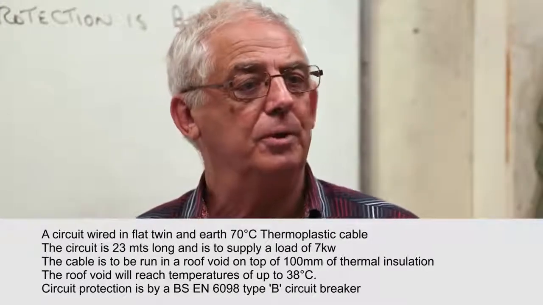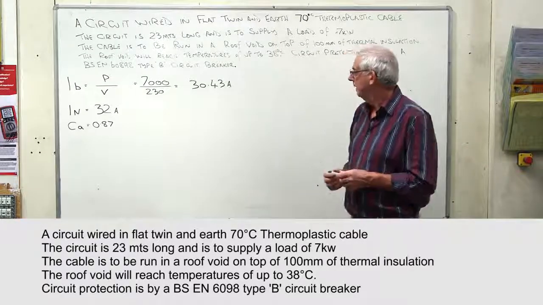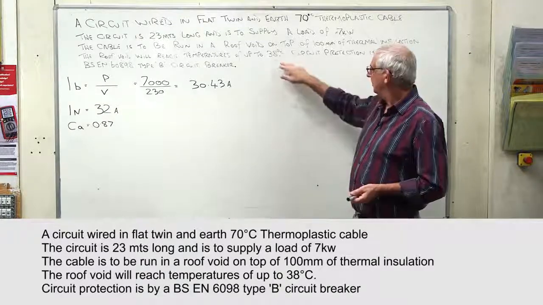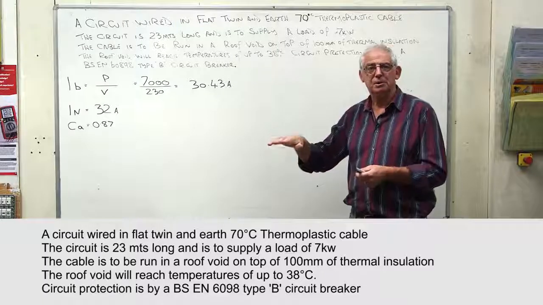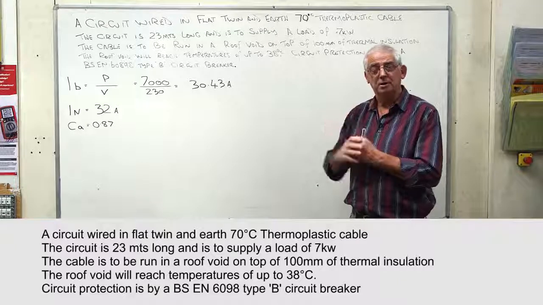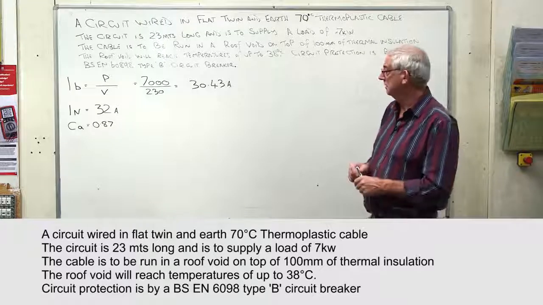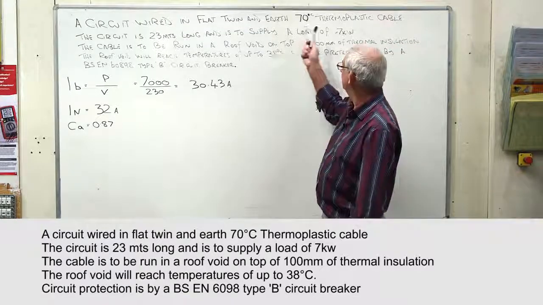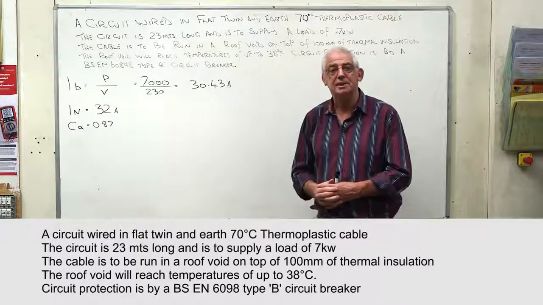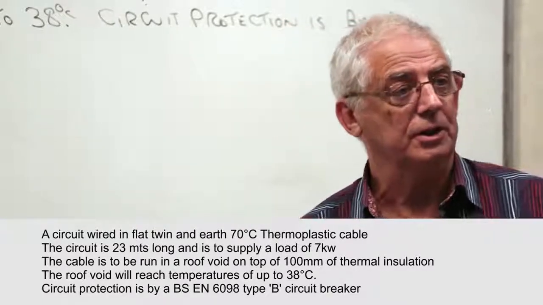If we look at Table 4B1, we can see that it goes up in increments of 5 degrees. Obviously it goes 30, 35, 40. Because it's 38, it's no good me installing it at 35 degrees, so I need to take a value which is higher, but as close as possible. I look in Table 4B1 of BS 7671, and you can see that for a 70-degree cable, I have a factor of 0.87.